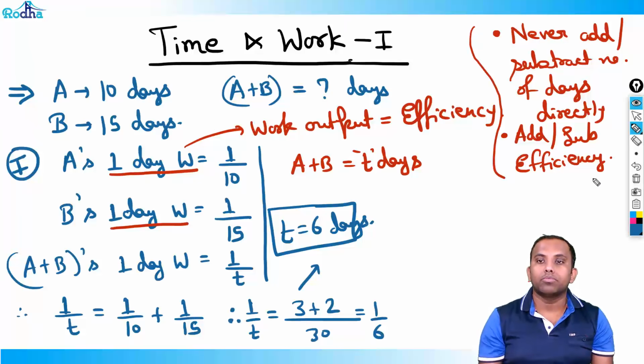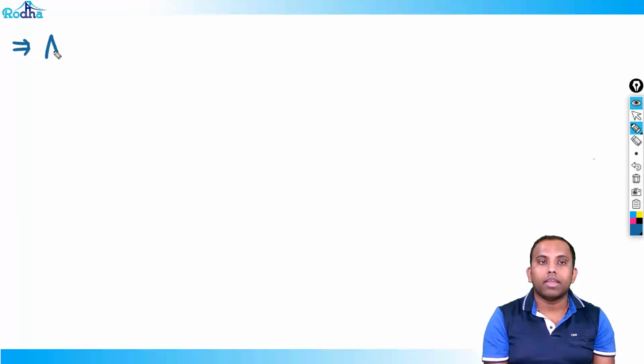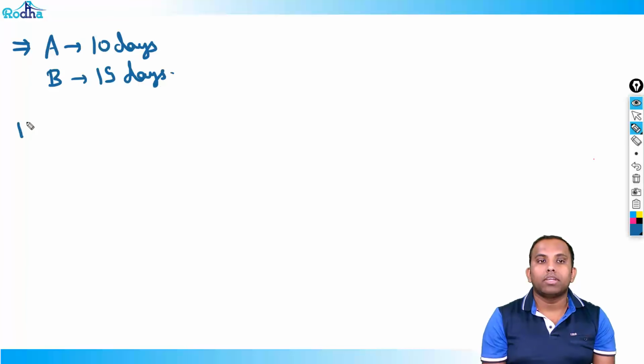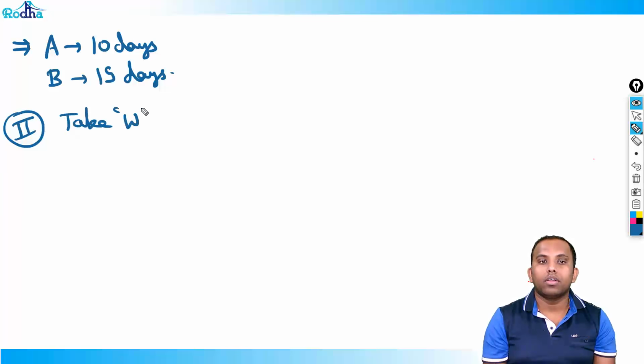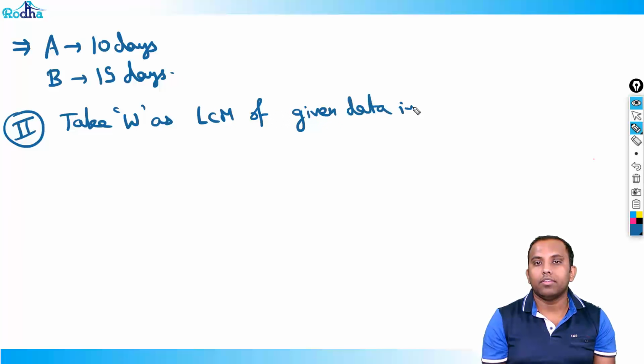Now come to method 2. So again, it's given that A can do a work in 10 days while working alone, and B can do a work in 15 days while working alone. So method 2. In method 2, take work as the LCM of given data, that is the number of days.